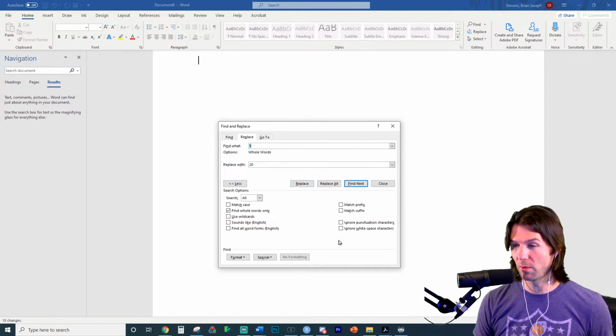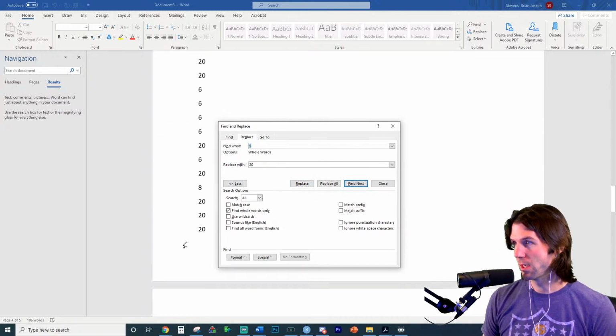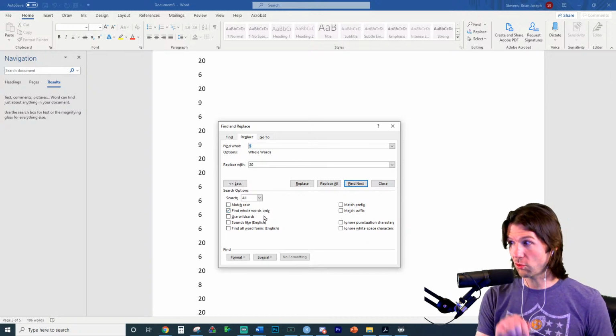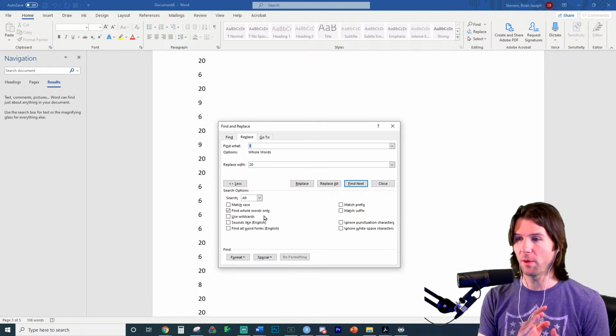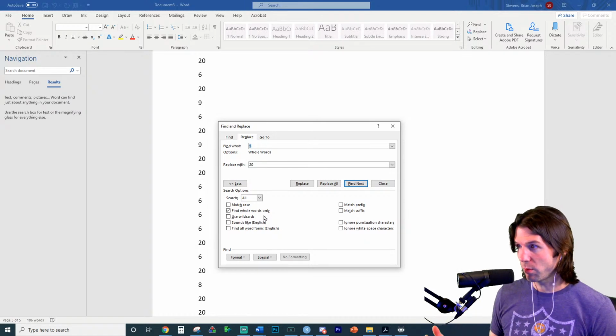Does everyone understand what I'm doing here? I'm taking the numbers and turning them into their actual amounts. And make sure you're using find whole words. This is Control F or Command F if you're on a Mac or a PC. So we're converting these into their actual amounts.